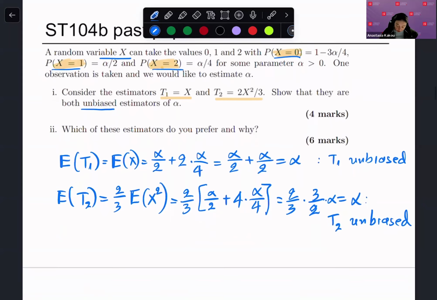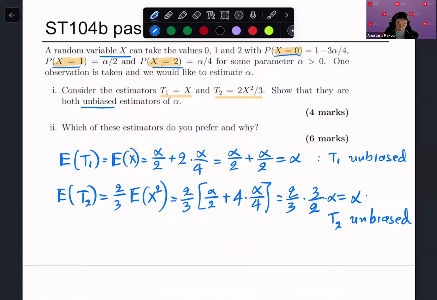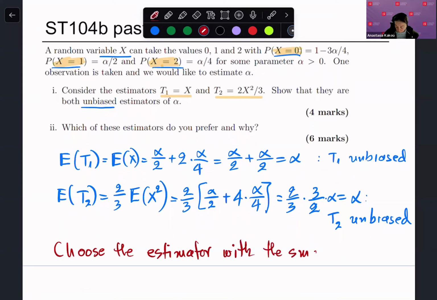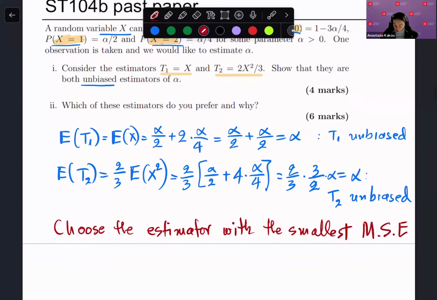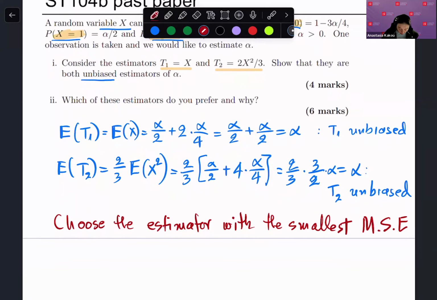And then, which of these estimators do you prefer and why? Well, we are going to choose the estimator with the smallest mean square error. Since both of them are unbiased, we need to calculate the variance of each one.